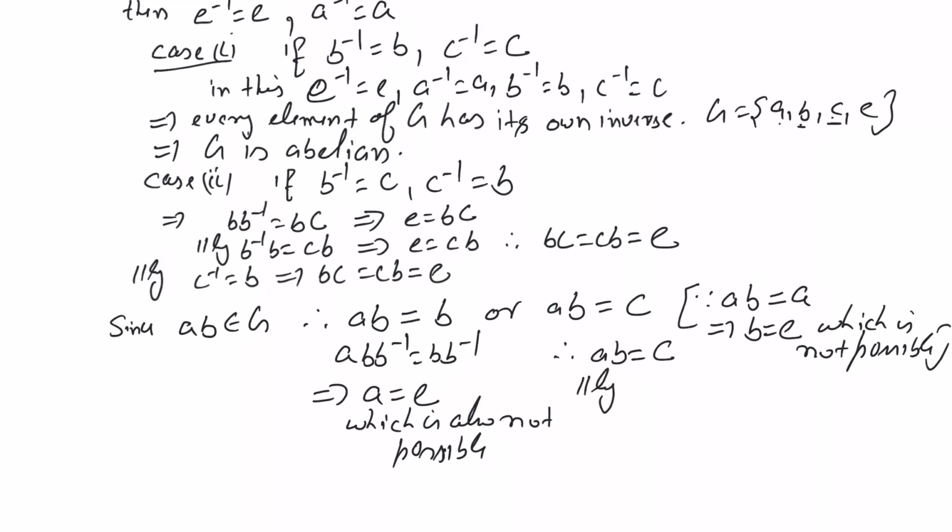Similarly, BA is also equal to C. Therefore, AB is equal to BA is equal to C.